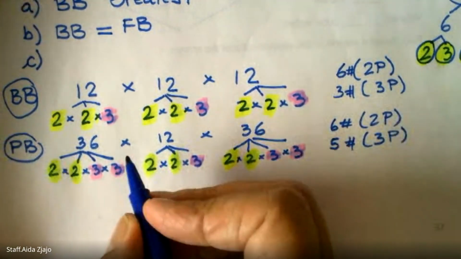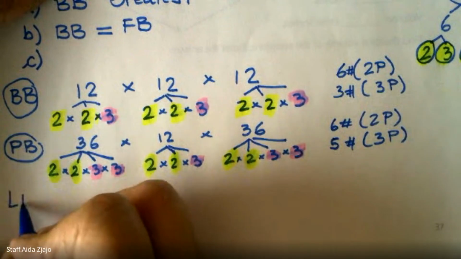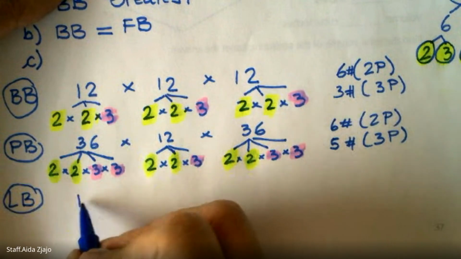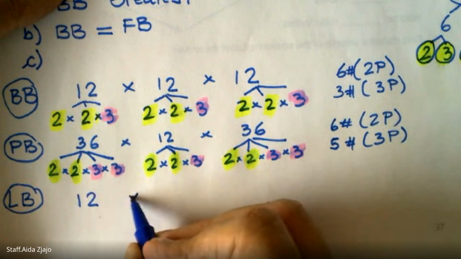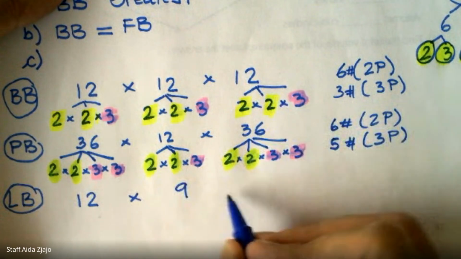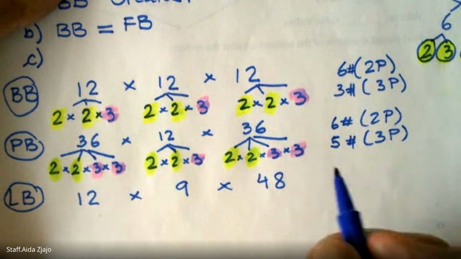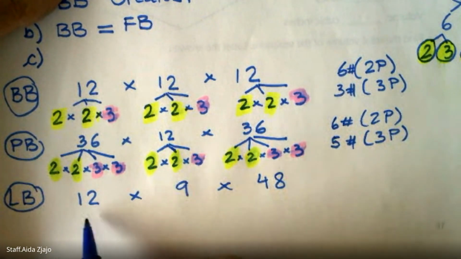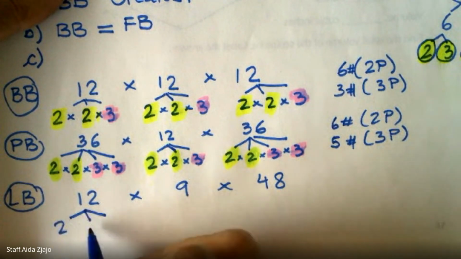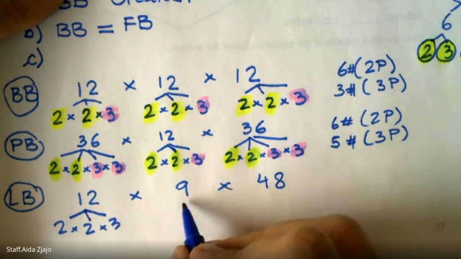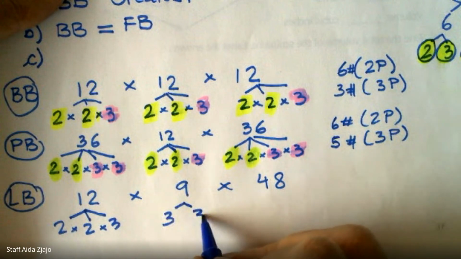Okay, let's move on to the next one. LB. LB is 12 times 9 times 48. Okay, so 12 is the same: 2 times 2 times 3. Okay, 9 is 3 times 3.